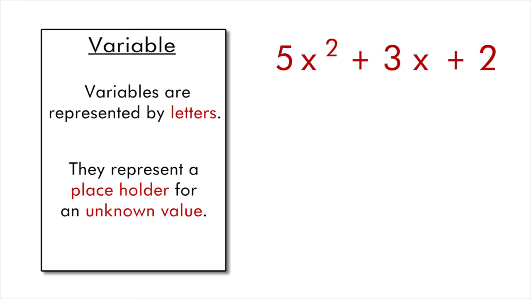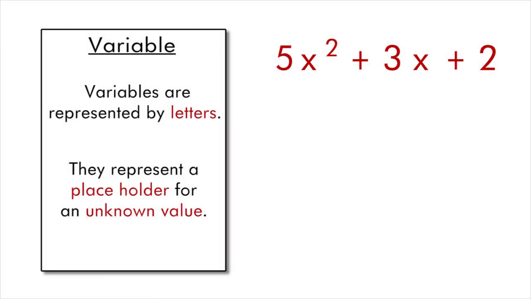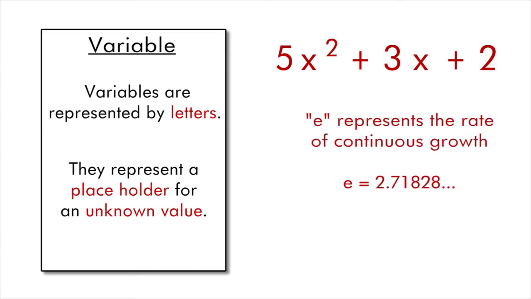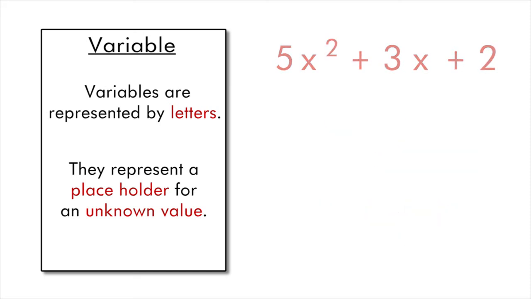You will most often see the letter x used as a variable. However, most other letters are perfectly fine. There are a few, such as a lowercase e, that have other meanings, and there are a few, like a lowercase l and the letter O, that look too much like numbers and so are generally avoided. But in theory, any symbol can be used as a variable.